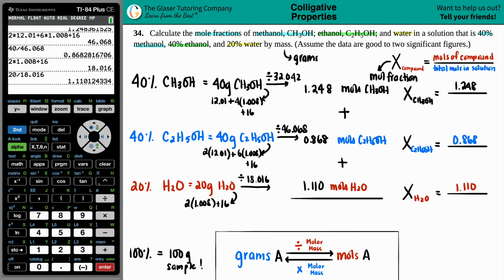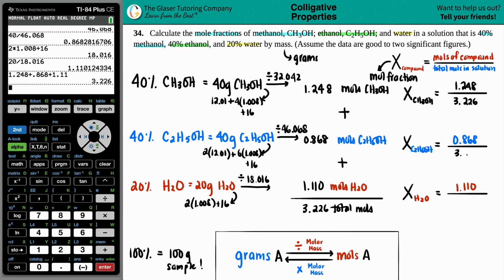So if we add these all up, 1.248 moles plus 0.868 plus 1.11, I get roughly 3.226 total moles. And that's the denominator for each one, because that's the whole. Fractions are always part over wholes. Okay, so now, let's give myself some space. Okay, and now let's just set it up.